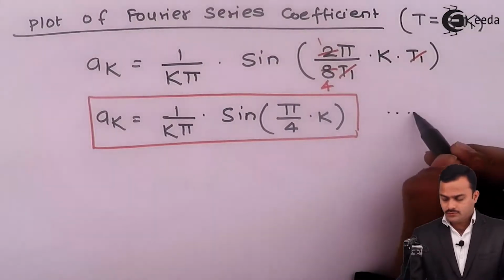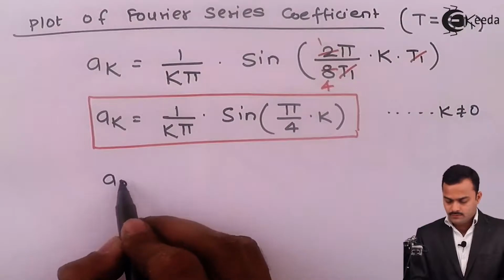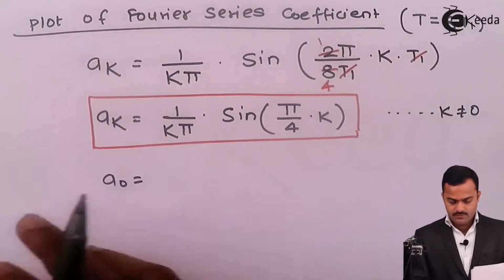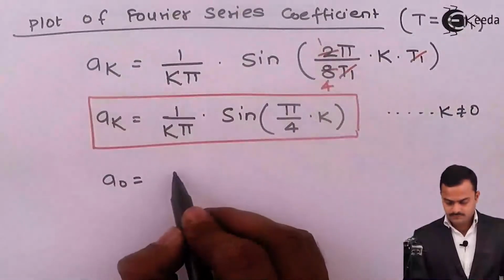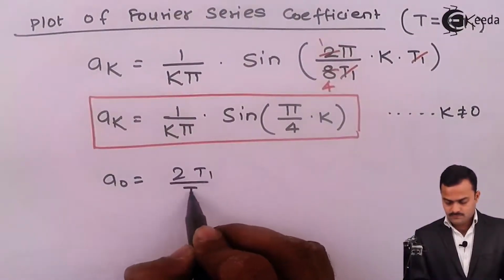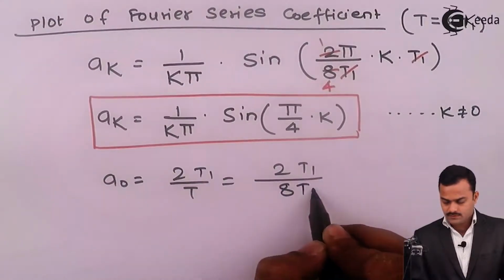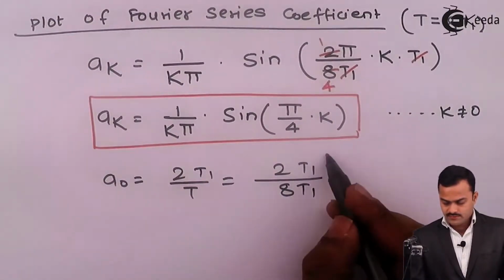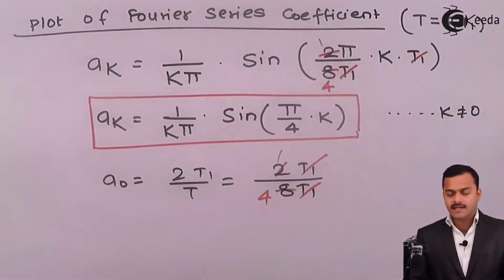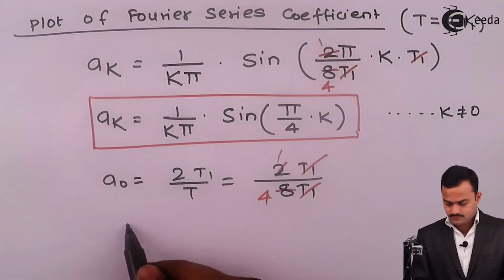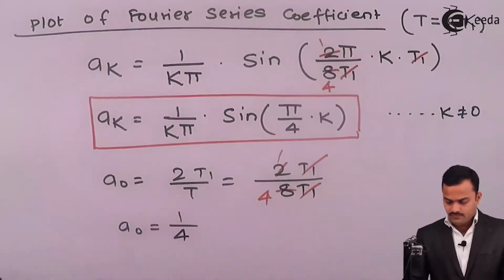Obviously, it's not true for K equal to 0. We need to find out A0, and A0 in general form is 2 times T1 by T, which is nothing but 2 times T1 upon 8 times T1. So once again T1 gets cancelled, and we will get A0 as 1 by 4.